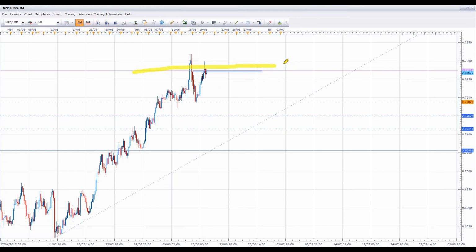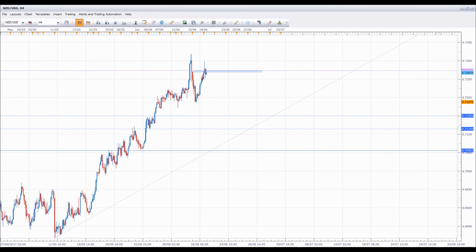This area here of resistance, 0.7273, dates back quite a distance in the past, but it is a significant area of resistance on this pair. So this week we are looking for a move potentially all the way down to the 0.7055. However, we are going to keep a very close eye on the intermediary targets of 0.71504 and also the second intermediary target of 0.71145.